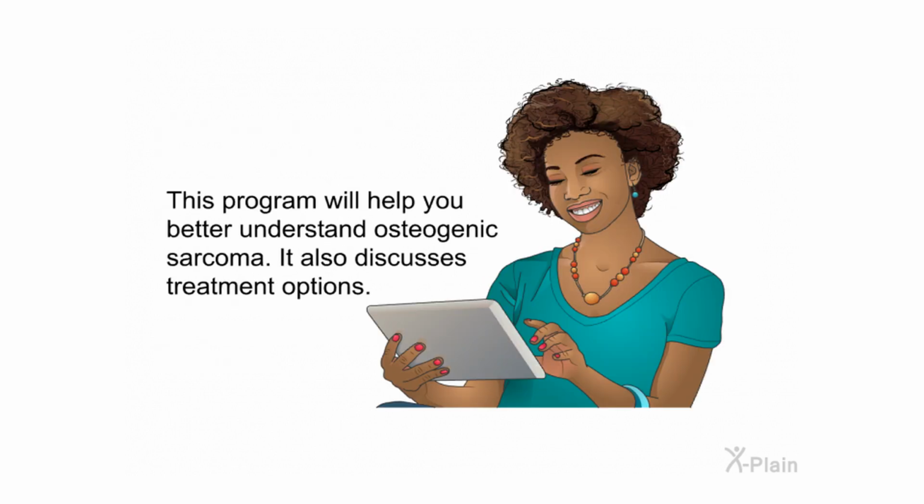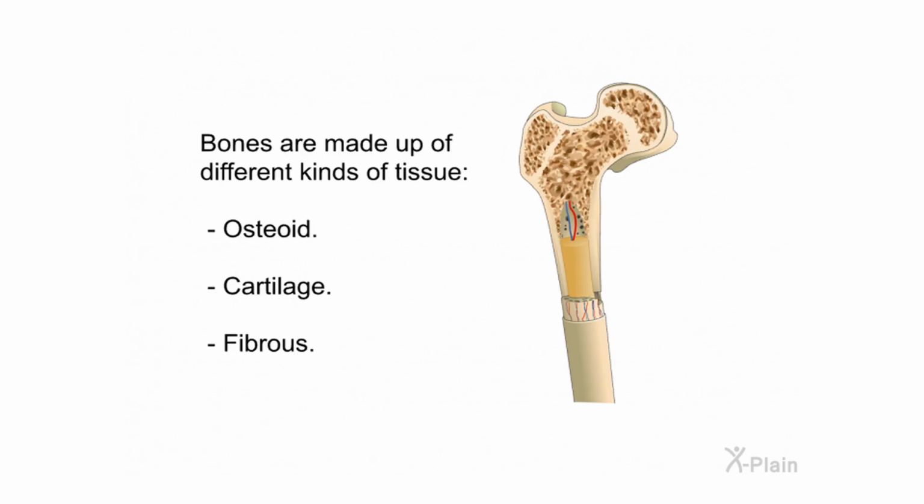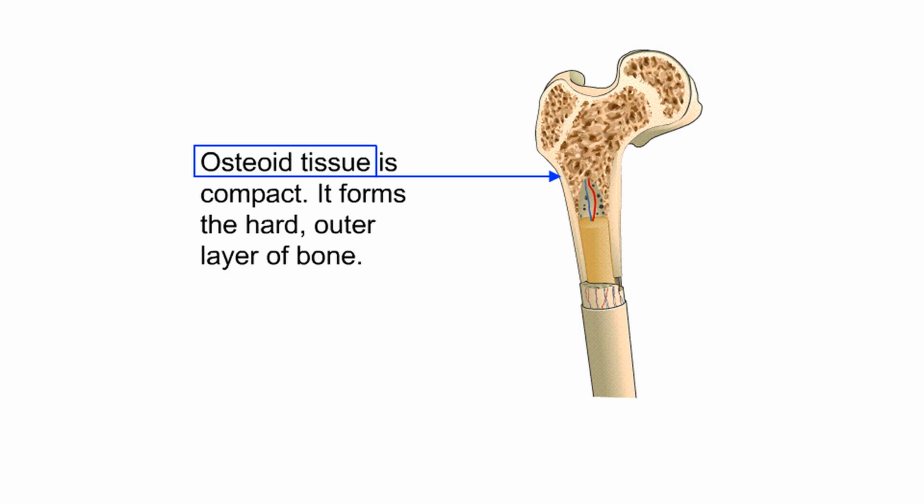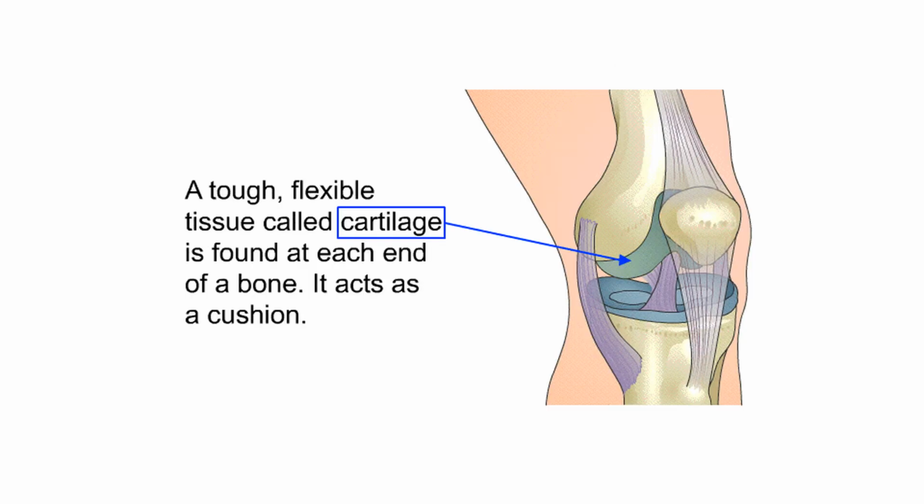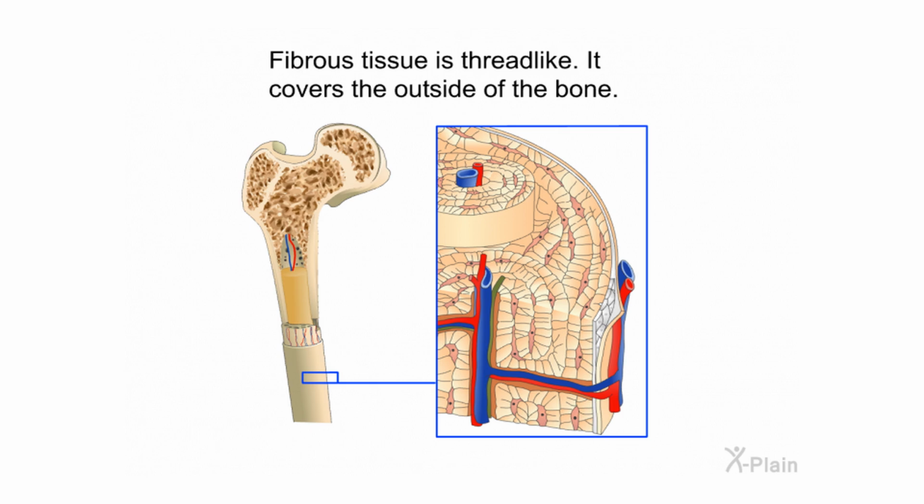This program will help you better understand osteogenic sarcoma. It also discusses treatment options. The bones. Bones are made up of different kinds of tissue. Osteoid, cartilage, fibrous. Osteoid tissue is compact. It forms the hard outer layer of bone. A tough, flexible tissue called cartilage is found at each end of a bone. It acts as a cushion. Fibrous tissue is thread-like. It covers the outside of the bone.